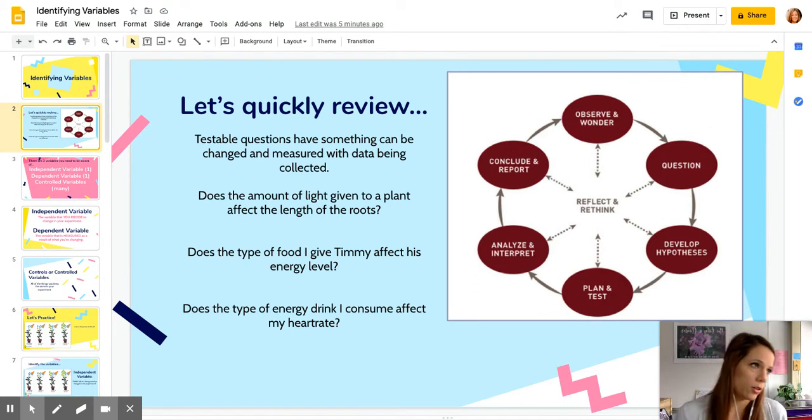It could be by how far he walks. It could be by how many times he goes to see whoever's at the door of the cage, whatever that might be. And then, does the type of energy drink I consume affect my heart rate? I change the type of energy drink and measure my heart rate or heartbeats per minute. So all of those are testable questions. We've got something we're changing and we've got something that we're measuring.